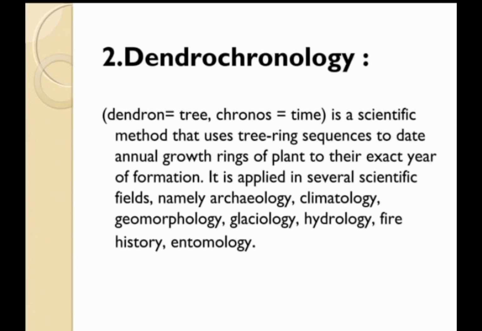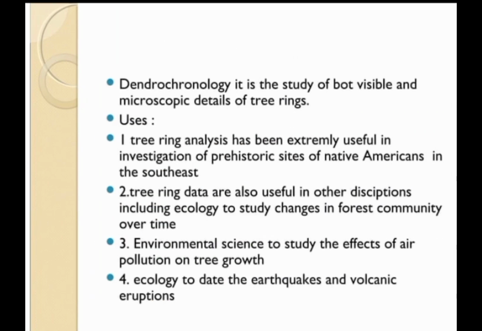Dendrochronology. Dendron, tree; chronos, time. It is a scientific method that uses tree ring sequences to date annual growth rings of plants to their exact year of formation. It is applied in several scientific fields, namely archaeology, climatology, geomorphology, glaciology, hydrology, fire history, entomology.